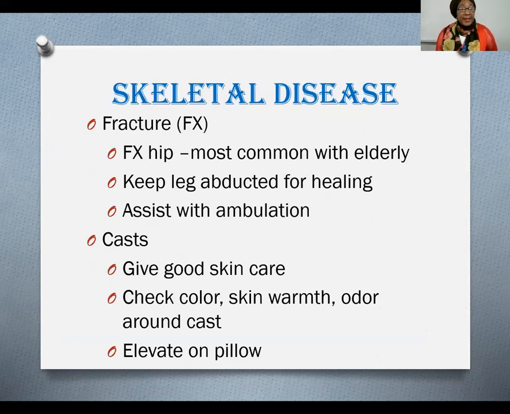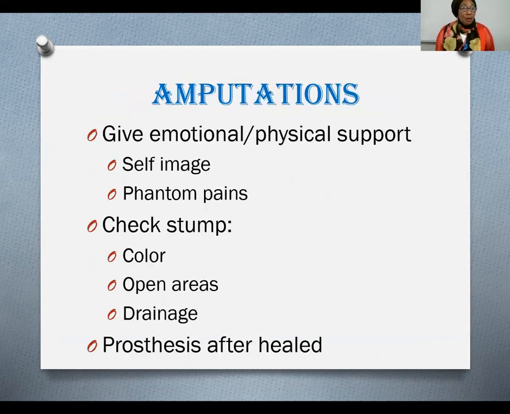And when they are in a cast, make sure you're taking good care of the skin. Amputations: some people may end up with an amputation because of diabetes or other muscular problems. So just make sure you're taking good care of them because they need a lot of emotional and physical support. Emotional, you can imagine they had legs before, now they do not have the leg. I've taken care of residents who have lost their limbs. It's not an easy thing.